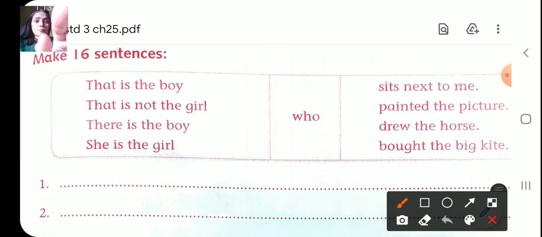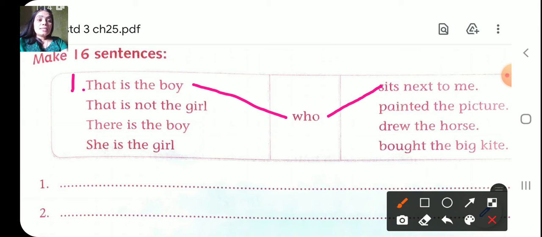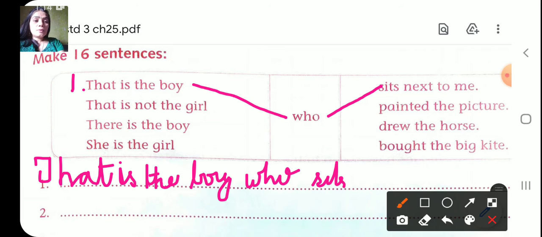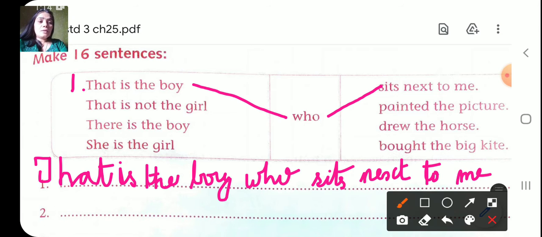So what you're going to do is make 16 sentences, right? So you will take the first one, number one. What will you write for the number one sentence? That is the boy. Okay, who? Then the first one, sits next to me. So what is the first sentence? That is the boy who sits next to me. So you will write: that is the boy who sits next to me, full stop.